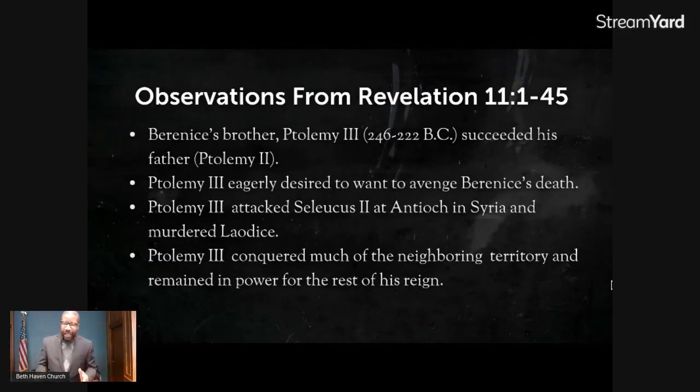Ptolemy III eagerly desired to avenge Bernice's death, because he feels some way about that. So Ptolemy III attacks Seleucus II at Antioch in Syria and murders Laodicea. After that, Ptolemy III basically ended up conquering all the lands he touched, and much of the neighboring territory surrounding that. And he remained in his power for the rest of his reign. So now Ptolemy III, the king of the south, owns much of this. Within the center of all of this conflict is Israel. Okay?